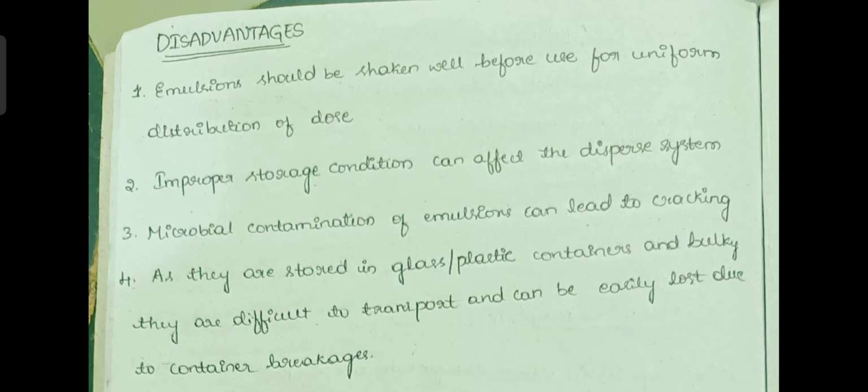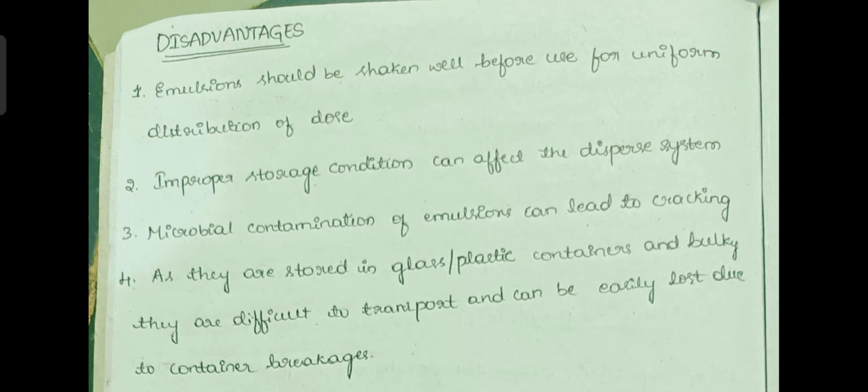Improper storage conditions can affect the dispersed system. Microbial contamination of emulsion can lead to cracking. In emulsion, we will also see stability problems such as creaming, cracking, phase inversion, and so on. When microbes attack, it leads to cracking or breaking of the emulsion. They should be stored in glass or plastic containers, and being bulky, they are difficult to transport and can be easily lost due to container breakage.